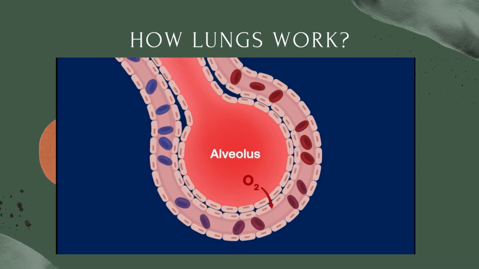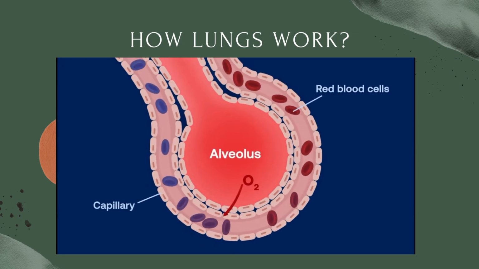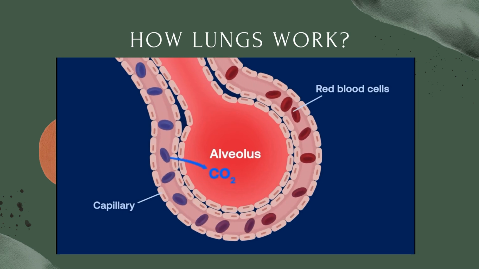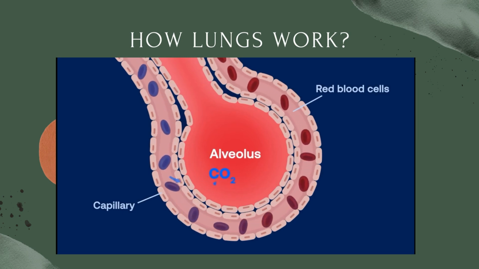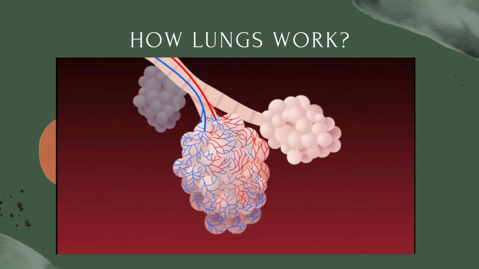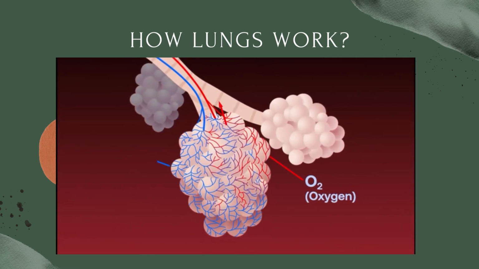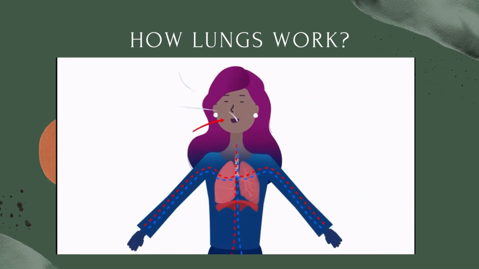At this point, the capillaries are packed with carbon dioxide, and the alveoli are full of oxygen. Oxygen crosses over from the alveoli into the capillaries where the red blood cells capture it. At the same time, carbon dioxide passes from the capillaries into the air sacs where it can be removed. The oxygen-rich blood cells are transported throughout the body, and the lungs exhale the carbon dioxide. This never-ending cycle keeps all parts of your body supplied with oxygen.